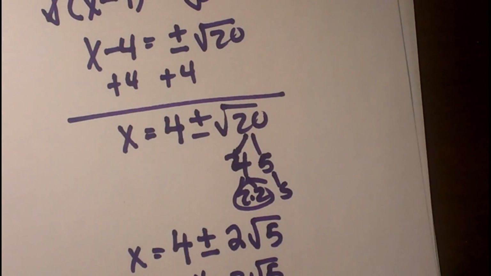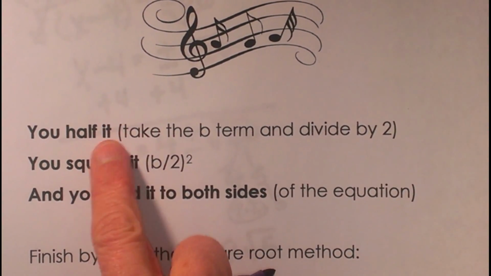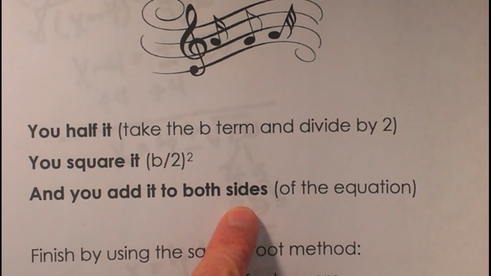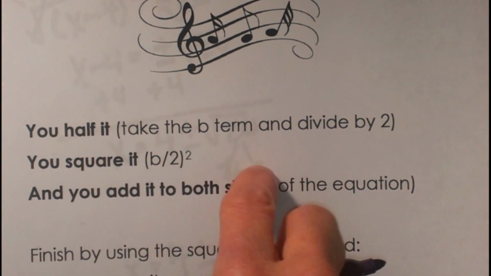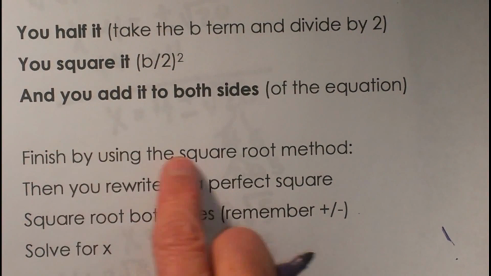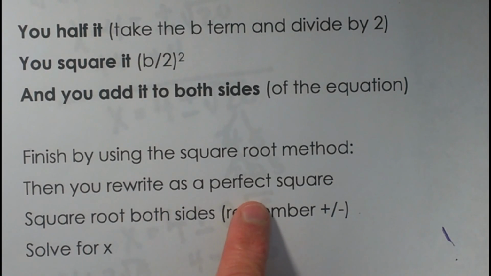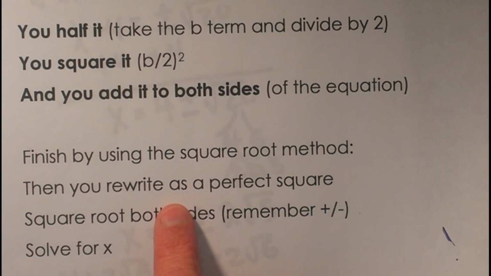So let me go over very quickly this little song again. Okay, it goes like this. You half it, you square it, and you add it to both sides. You half it, and you square it, and you add it to both sides. So after you've done that, you finish up by using the square root method. So we took the square root of both sides. Then you rewrite the left side as a perfect square trinomial, or a perfect square. You factor it in factored form. You take the square root of both sides, remembering both a positive and a negative on the right, and then you just solve it for x. Get the x by itself.